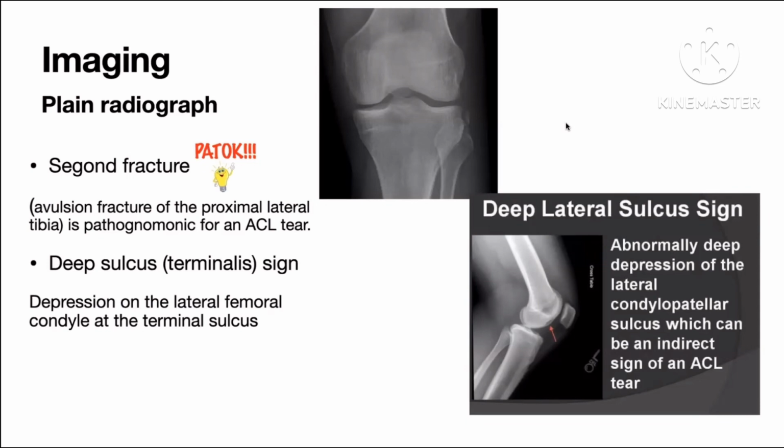So number one, Segond fracture. Number two, deep sulcus terminalis sign. It is a depression on the lateral femoral condyle, as in the picture on your right, that you can see on a plain lateral radiograph.